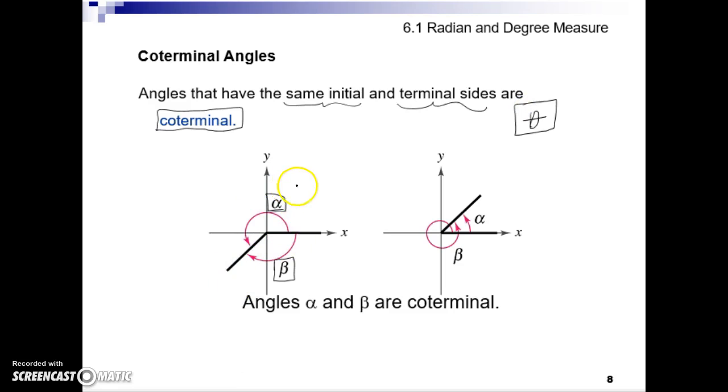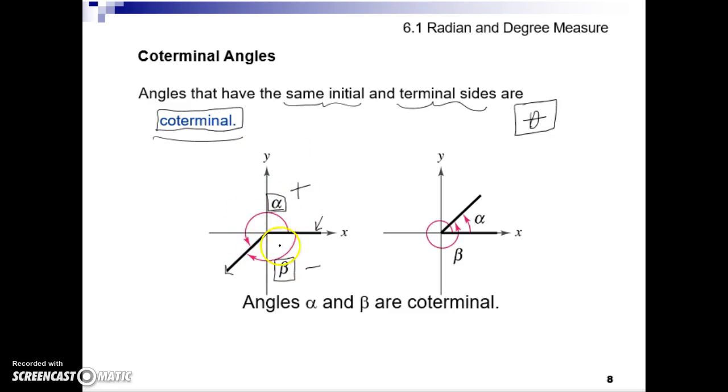But here, alpha is a positive angle measure because it's counterclockwise, and beta is a corresponding negative angle measure. But here's their initial side, both lying on the positive x-axis, both have a vertex there at the origin, and here is their common terminal side. That's why they are coterminal.